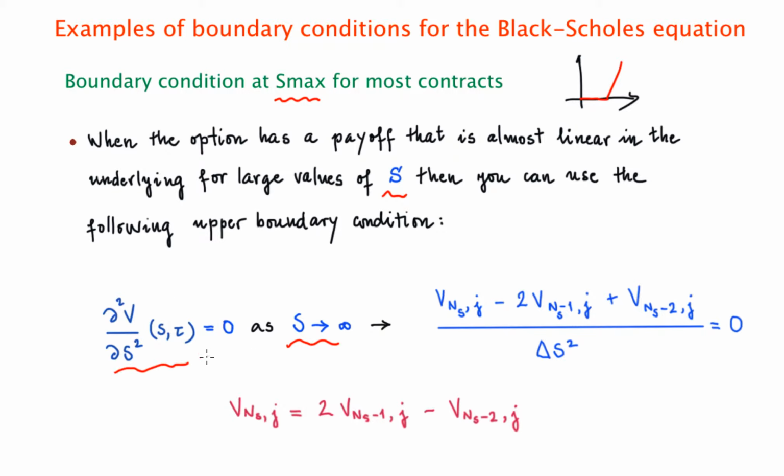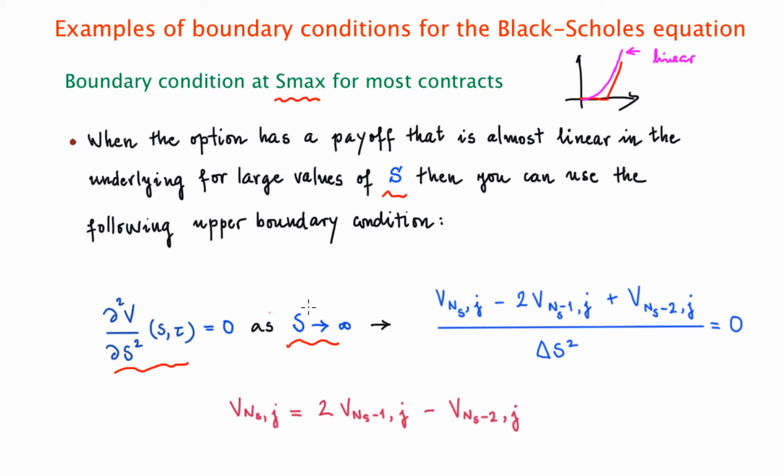This is the kind of boundary condition that we can consider, because even though this is the payoff, we know that if it's evaluated at another time, then we have something that goes like that. So here at very large S, it's linear. And if it's linear, it means that the second derivative will be 0. So that's the condition that we can apply.